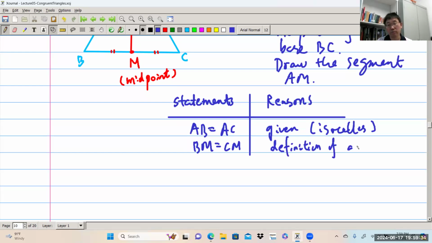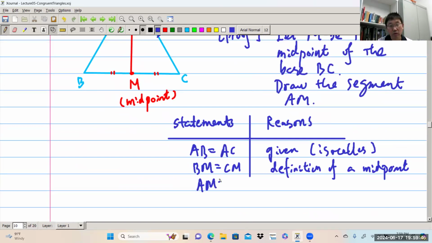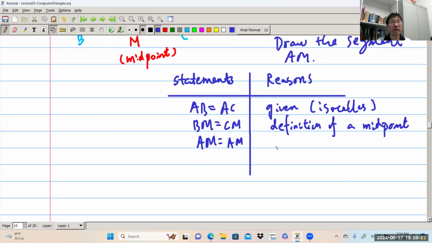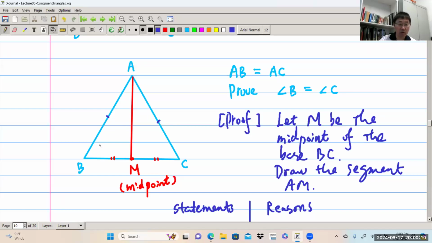And finally, AM is shared, right? AM is the side shared by both triangles. So AM equals AM. You can say this is the so-called reflexive property. Now you can claim, because of the three sides of triangle ABM, AB corresponds to AC, AM corresponds to AM, BM corresponds to CM. So then you can claim these two triangles must be congruent.